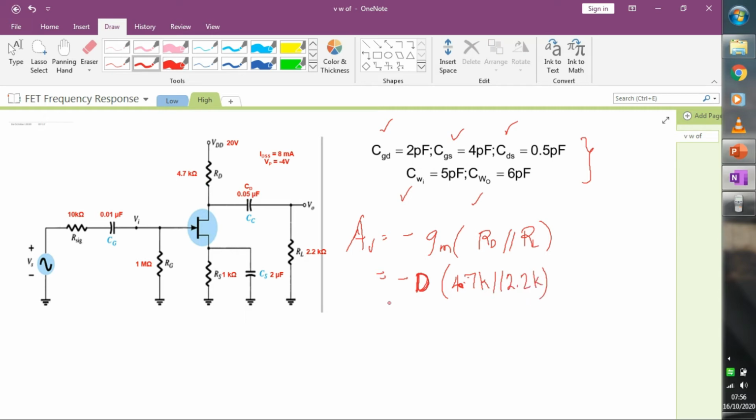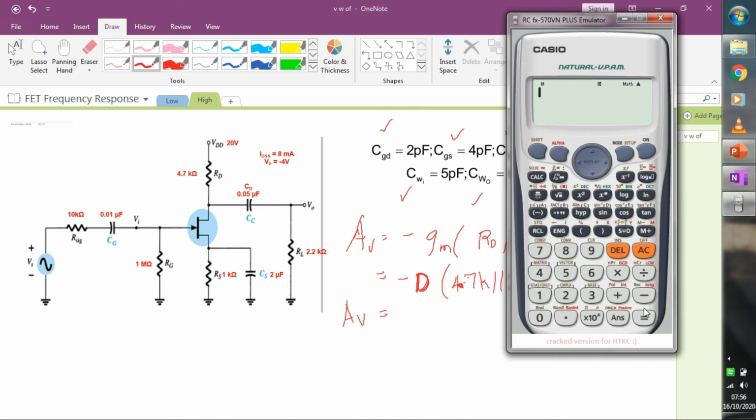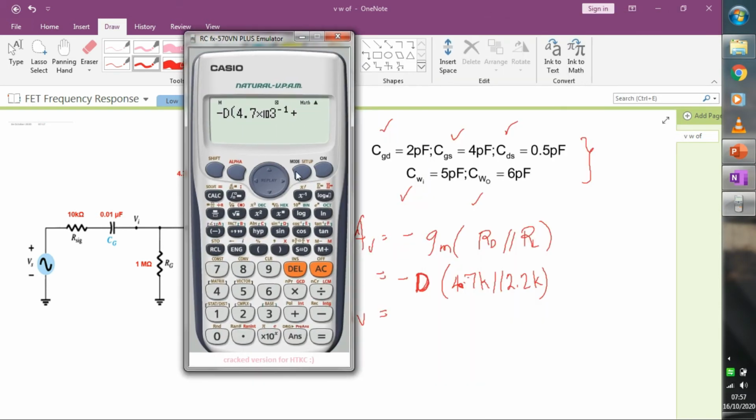Okay, so AV, so that's negative T times 4.7 times 3 inverse plus 2 times 3 inverse. Parenthesis ulit tapos inverse. Okay, so the value of your AV here is 0.997.